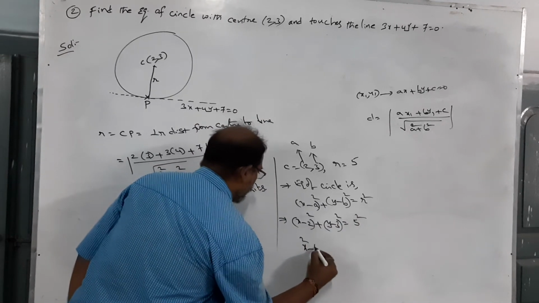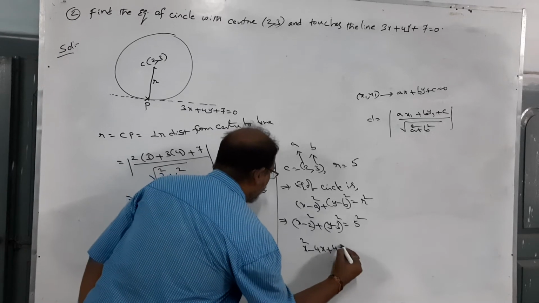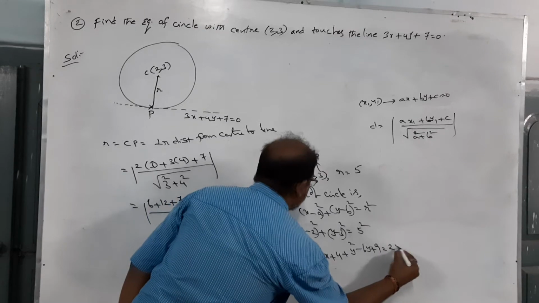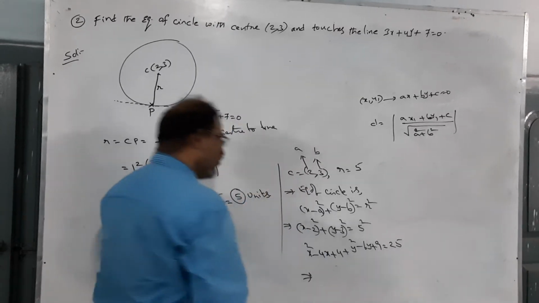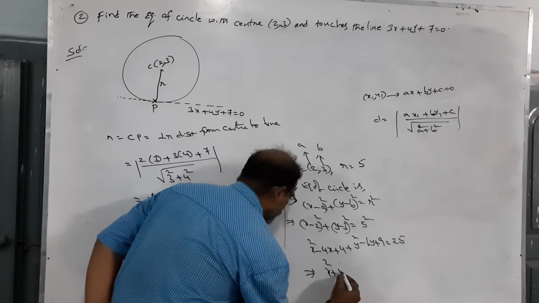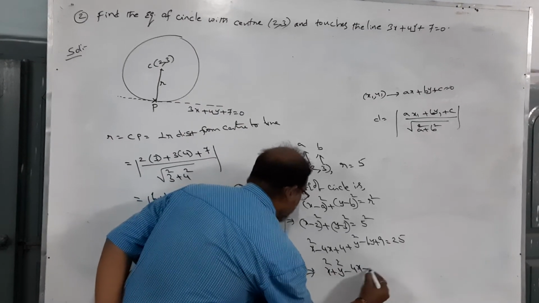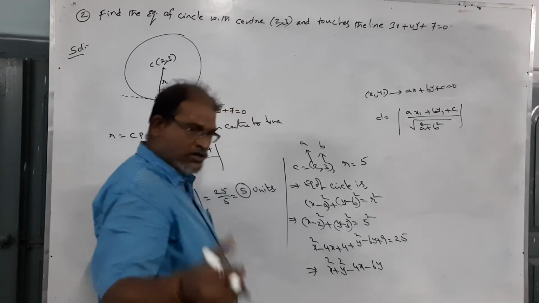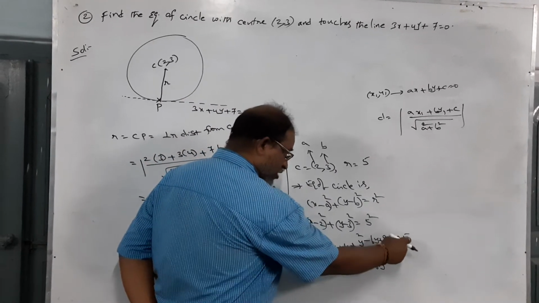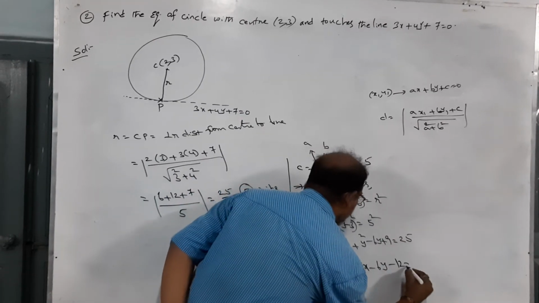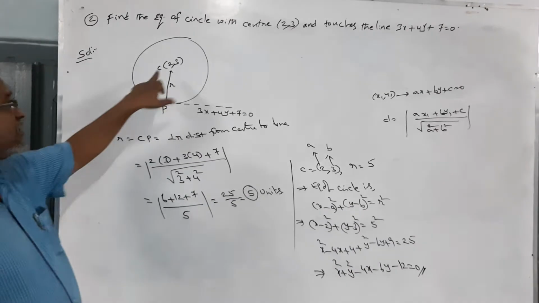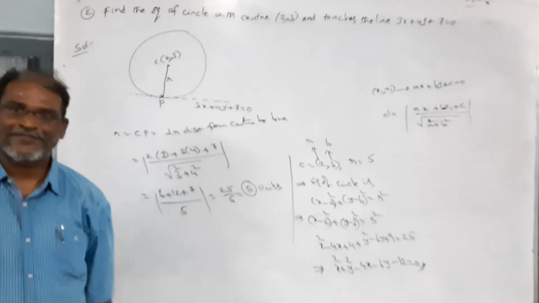x square minus 4x plus 4 plus y square minus 6y plus 9 equal to 25. Therefore, the equation of the circle is given by x square plus y square minus 4x minus 6y. The constant is 4 plus 9, 13, 13 minus 25, minus 12, equal to 0. That is the required equation of the circle having center (2, 3) and radius 5.